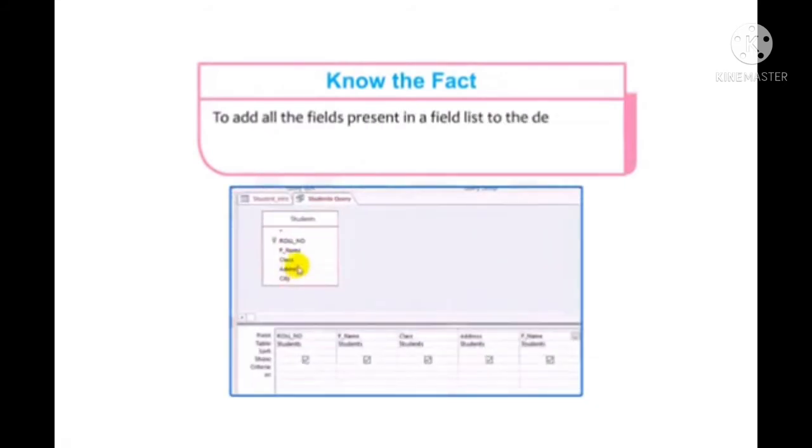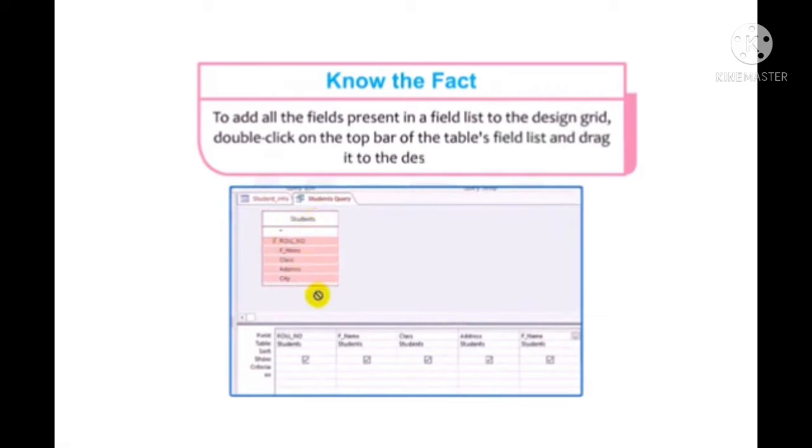Now, next is know the fact. To add all the fields present in the field list to the design grid, double click on the top bar of the table's field list and drag it to the design grid. Let us understand the design grid.